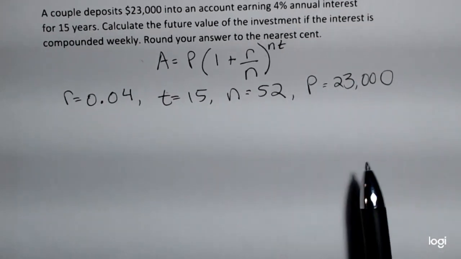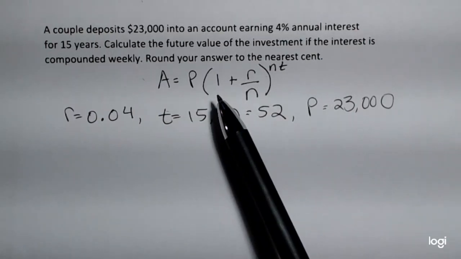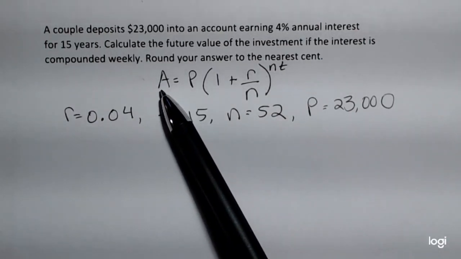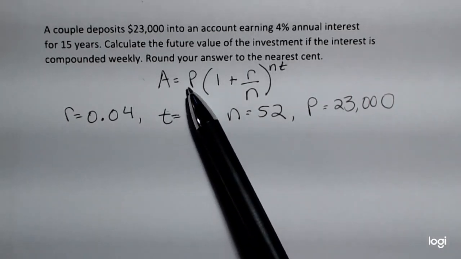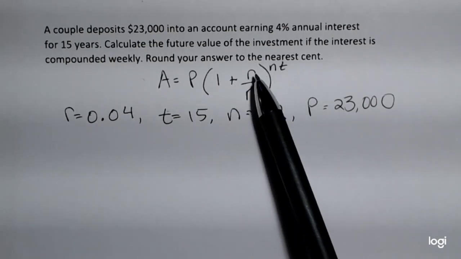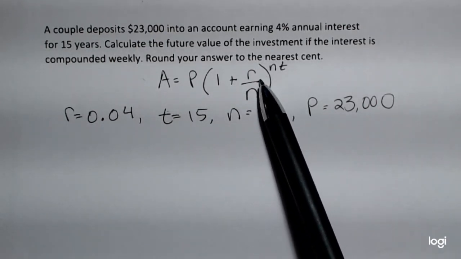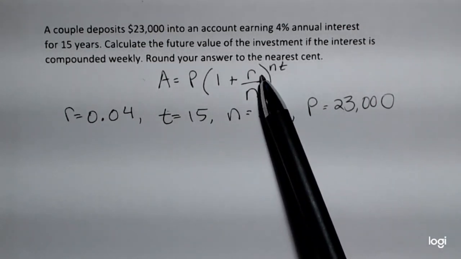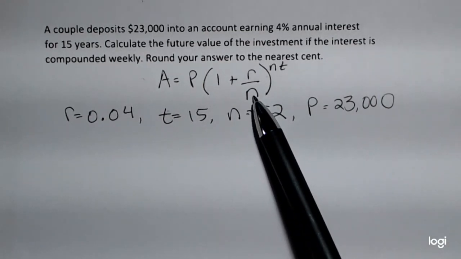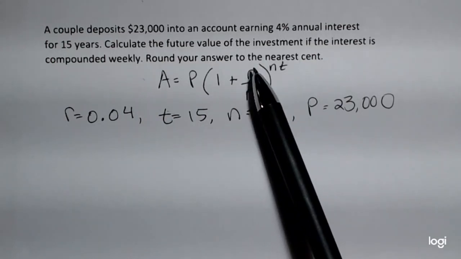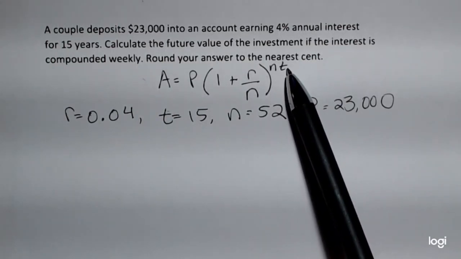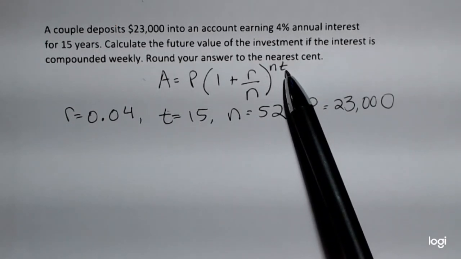The compound interest formula, the future value for compound interest, is given by A, for amount, is equal to P, for the principal, times 1 plus r over n, where r is the interest rate in decimal, n is the number of times you compound per year. We take this sum and raise it to the n times t power, where t is time in years.